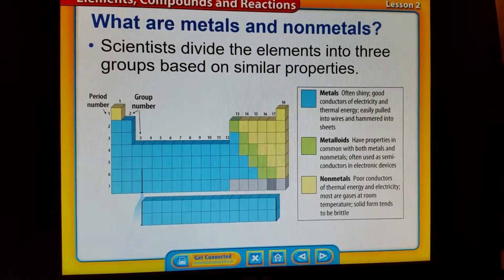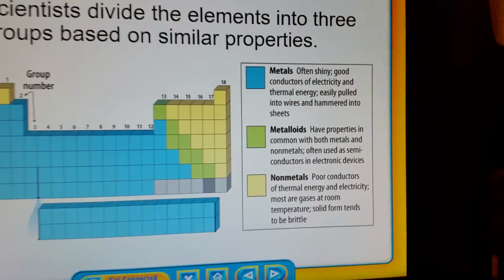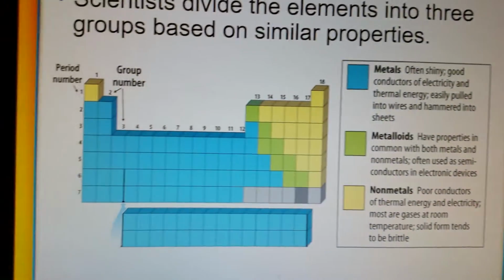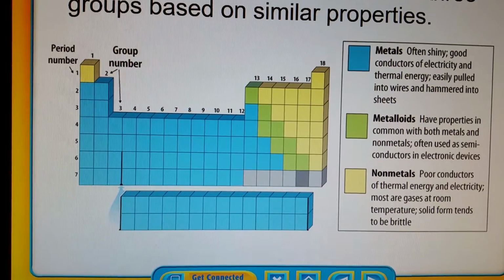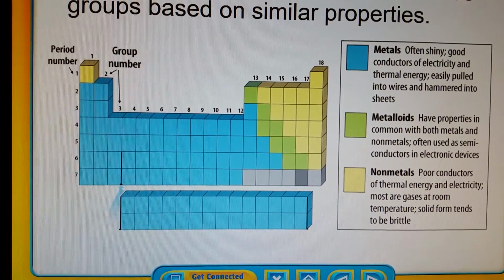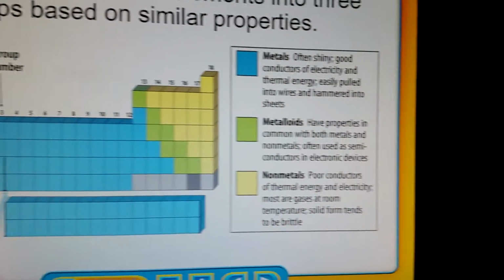Scientists divided the elements into three groups based on similar properties, boys and girls. Let's take a closer look. All right, so as you can see right here, the blue means they are metals, the green, metalloids, and the yellow means it's non-metal.